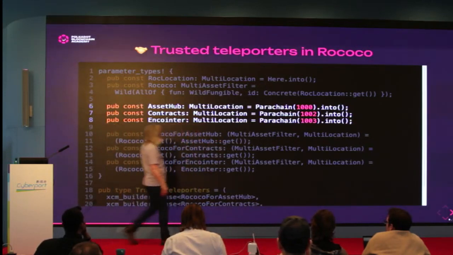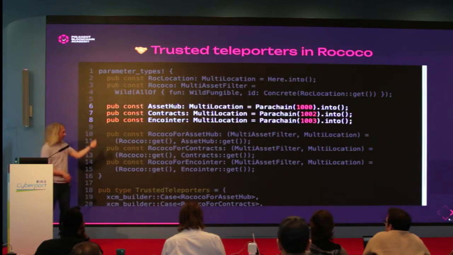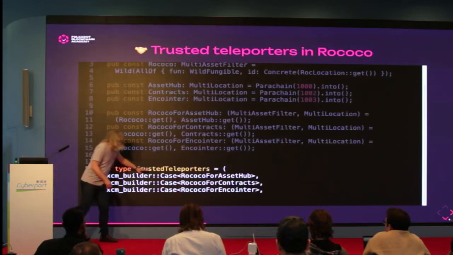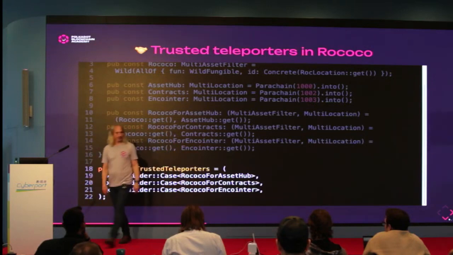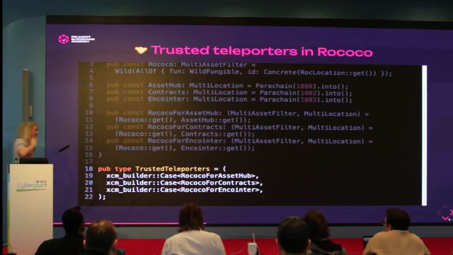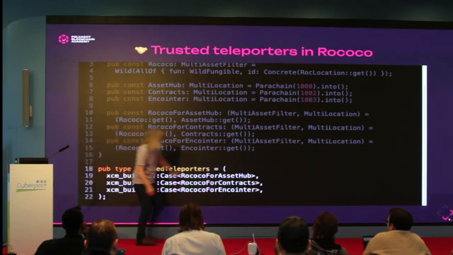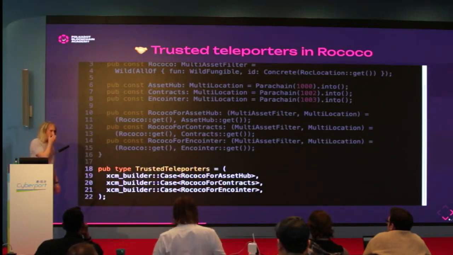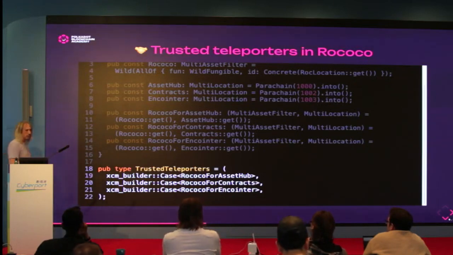The asset hub, that's just the multi-location of this. We have three of these for Rococo coming from the asset hub, from the contracts chain, and from Encointer. One each for Rococo coming from each of those three chains. And for something to be considered a trusted teleport, it has to match Rococo coming from the asset hub, the contracts chain, or Encointer. If we see that one of those three things is being teleported to us, we say, okay, I trust that the opposite side really did burn that Rococo token, and therefore I will mint it. If we don't see it's one of these, then we disregard it. It's an error, right? Because we can't trust that they really did burn it.